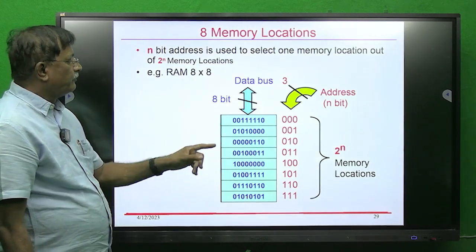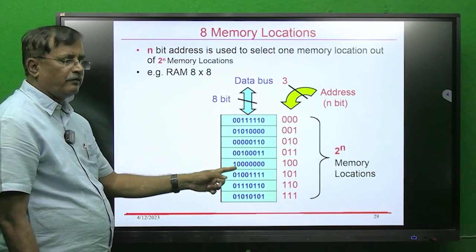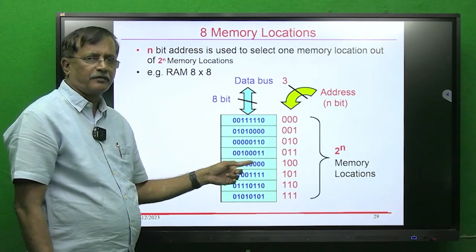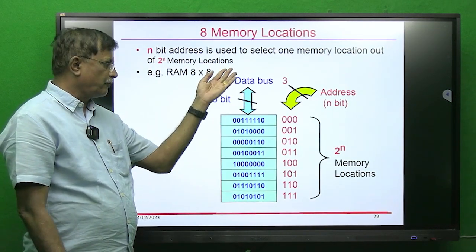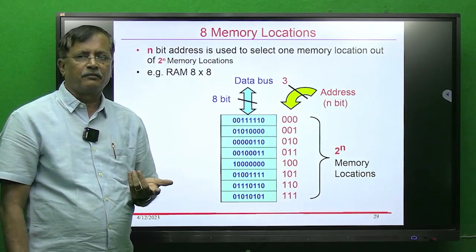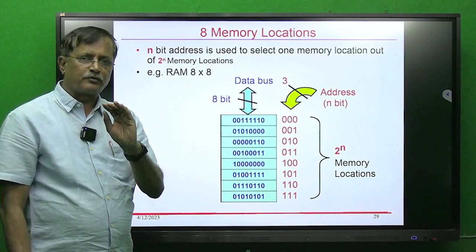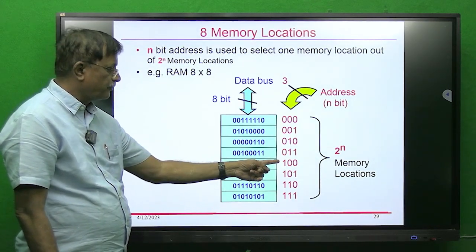And as I told, without selecting the location out of these 8, you cannot read or write. If you want to store data, you first have to give the address, in which location you want to store data. So the processor wants to store data, but in which location? So the processor will give the address also. Suppose the processor gives address 4. So 4 means this one, and this location will be selected.